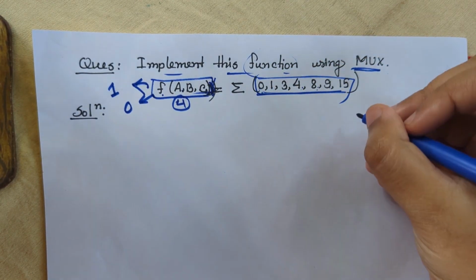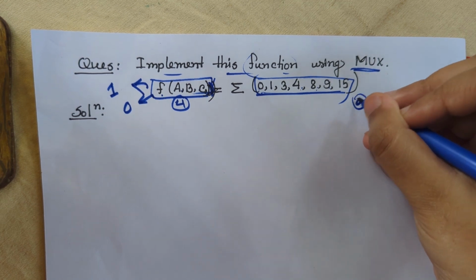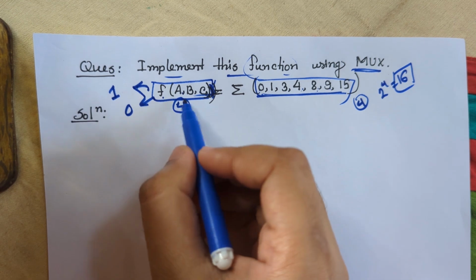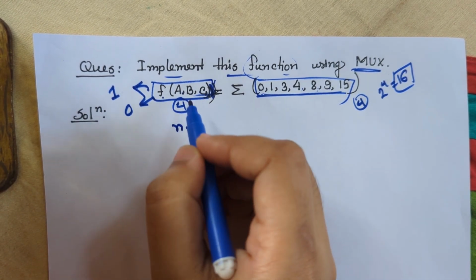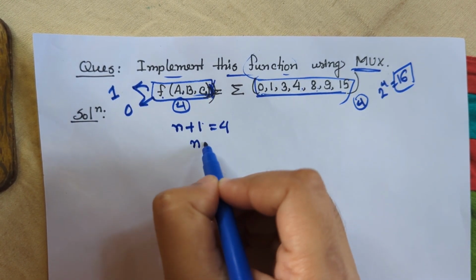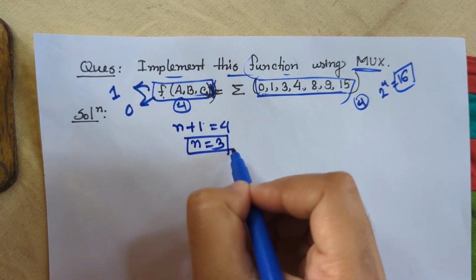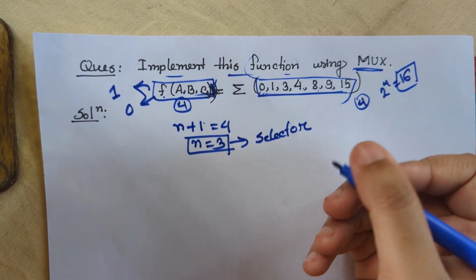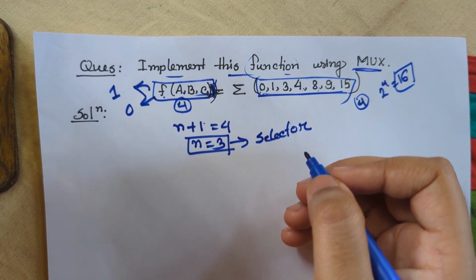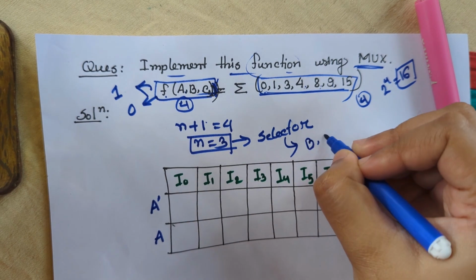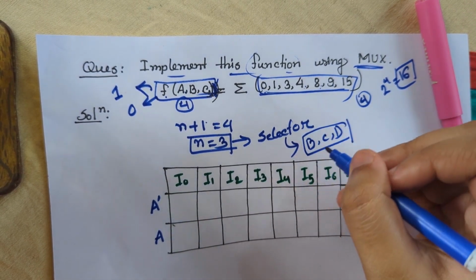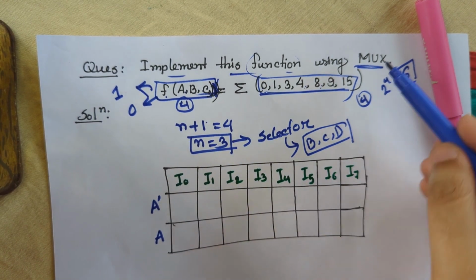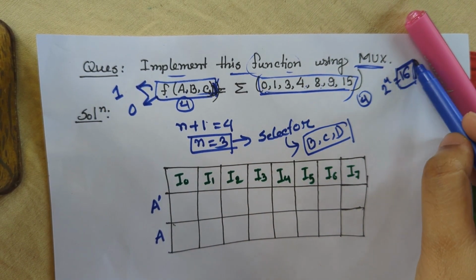As here the total input is 4, their total combinations will be 2 to the power 4, meaning 16. We have already said that this will be considered as n plus 1, meaning here n plus 1 is 4. So n will be 3, meaning here the selectors will be 3, and another one will work as the input line combination. Here we have selected B, C, and D as our selectors, and we will see the combination of A as our input line combination.